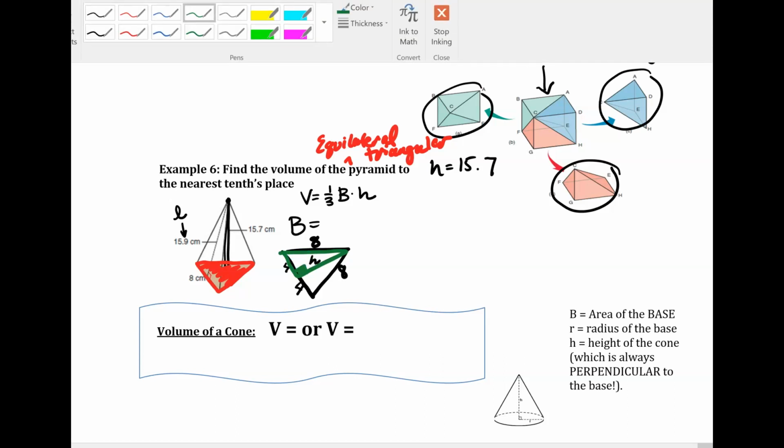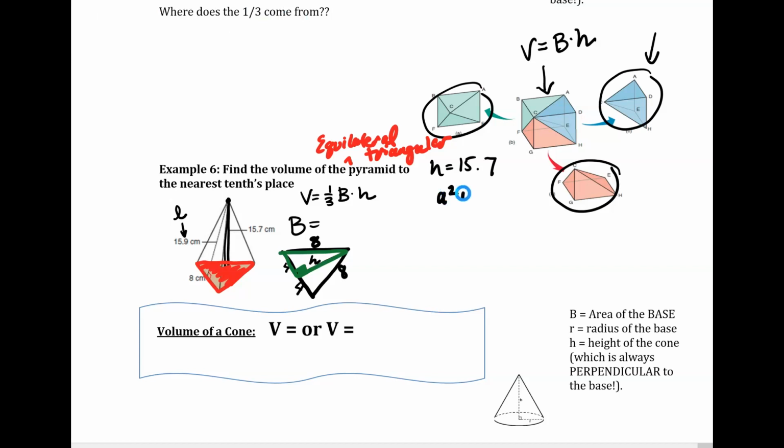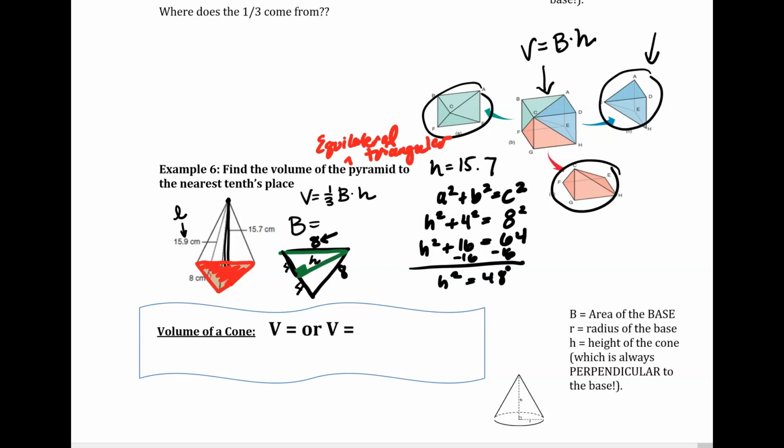So on the side, I'm just going to do the Pythagorean theorem, which is a squared plus b squared equals c squared. 8 is the longest side of that triangle, so that goes here. The other side is 4. And then the other side is that h that I'm trying to find. So h squared plus 16 equals 64. I could subtract 16 from both sides, and I'm left with h squared equals 48. And then take the square root of both sides, and I'm left with h is approximately equal to 6.928.